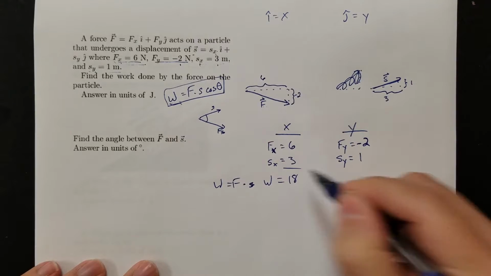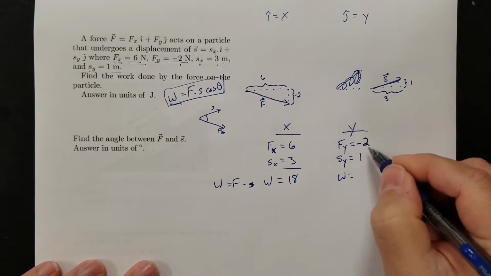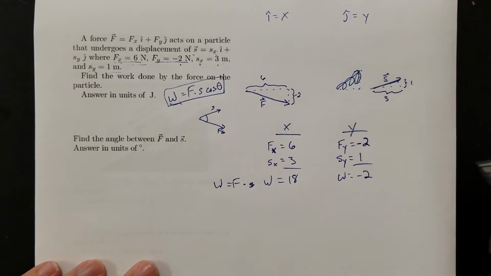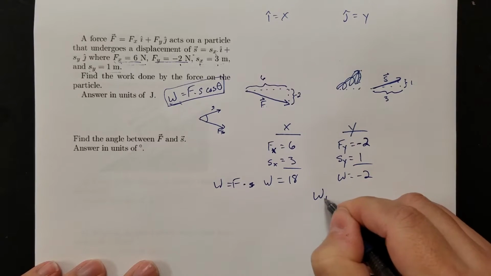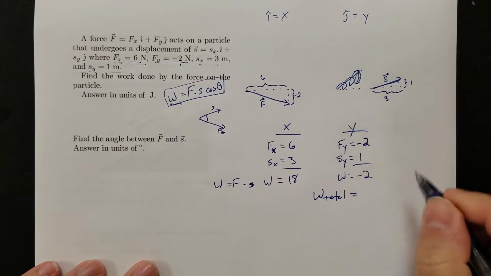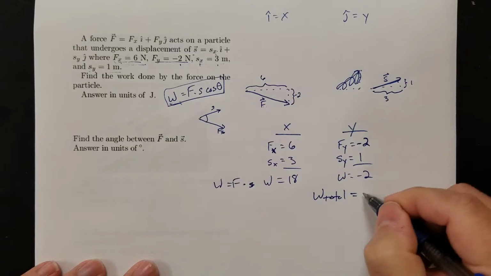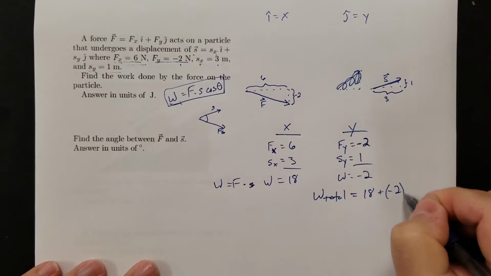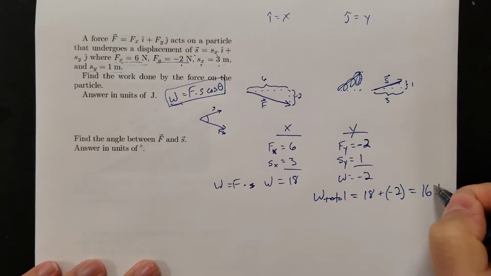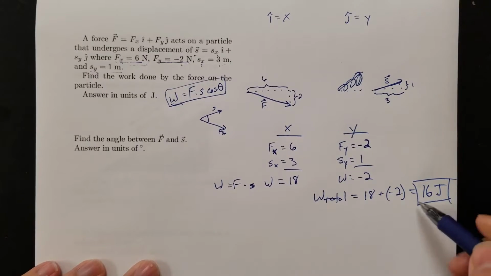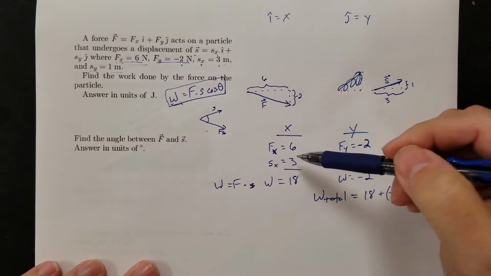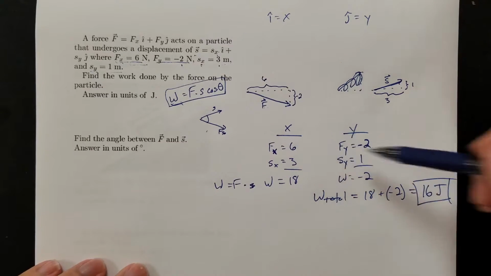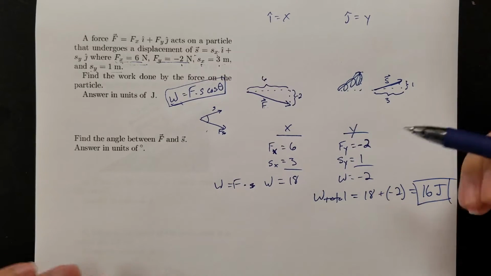3 times 6 is 18 for the work here. Negative 2 times 1 is negative 2. So my total work is going to equal 18 plus negative 2, which is 16 joules. That's a lot easier than doing a bunch of trigonometry, right? It comes from the fact that you can always decompose vectors into their x and y pieces and solve them that way. It makes it a whole bunch easier.